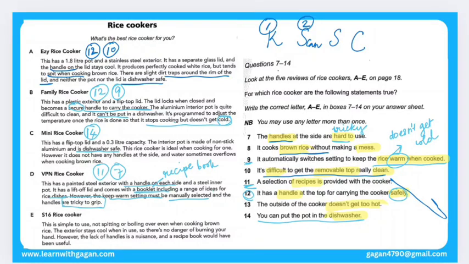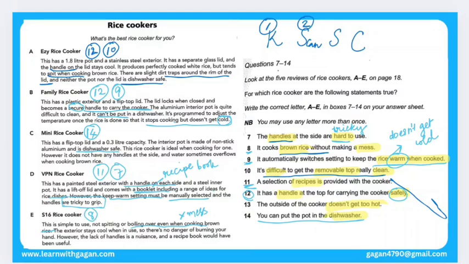Let's move to number E, S16 rice cooker. This is simple to use, not spitting or boiling over even when cooking brown rice. Here it comes. So it does not make a mess. So there is no mess when they are cooking brown rice. So number 8, it cooks brown rice without making a mess. So number 8 looks a good match here.